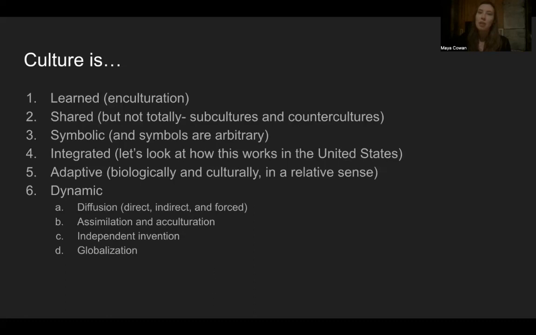Culture is symbolic and symbols are arbitrary. So what does that mean? Culture is symbolic. A lot of times what that's referring to is pretty much our language. So our language is super symbolic, and with the exception of onomatopoeias, we have these symbols and they don't really mean anything inherently. It's not like you say cat and everyone across the world would understand, oh yeah, cat.